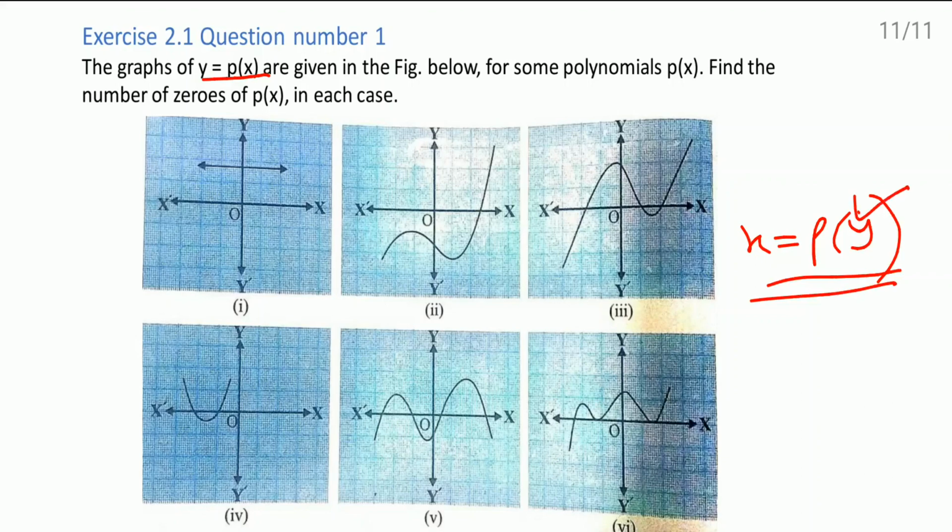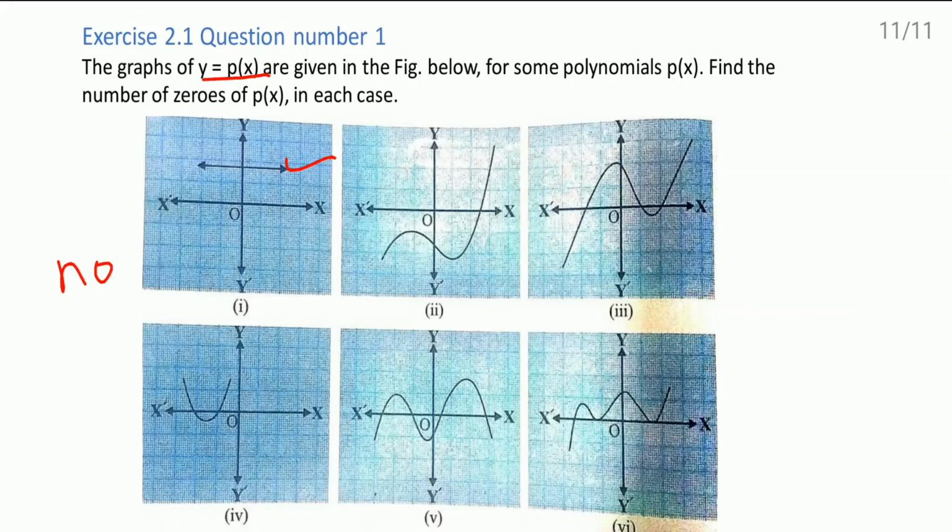So whenever the polynomial is in the y variable, you will look at the y-axis where the graph is intersecting the y-axis. But most of the time, what they give you is y equal to p of x, which means your polynomial is in the x variable, right? Then you will look at the x-axis. Now look at the first one here. This line is not intersecting the x-axis.